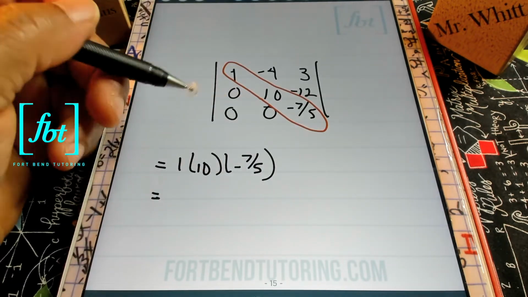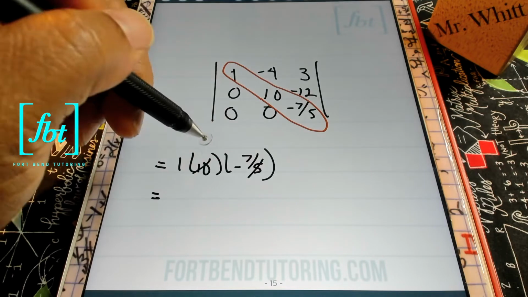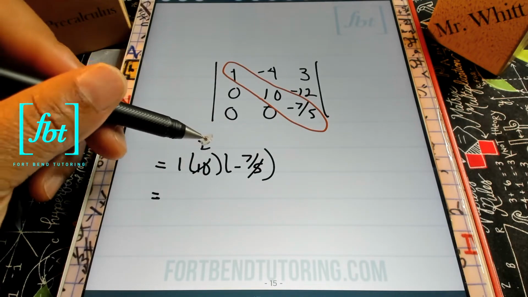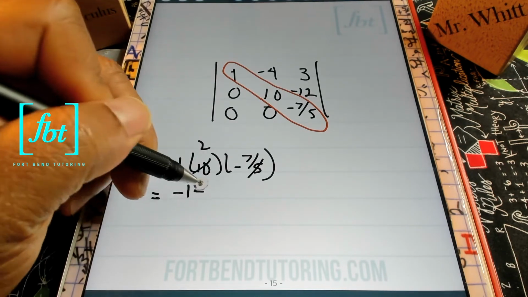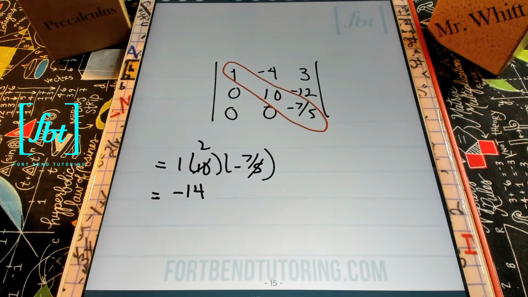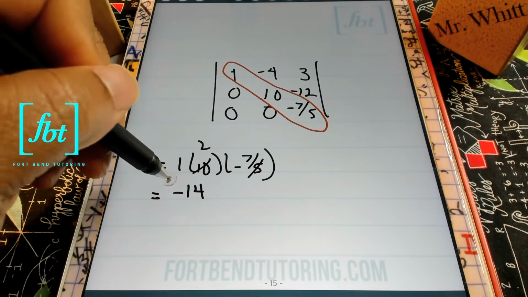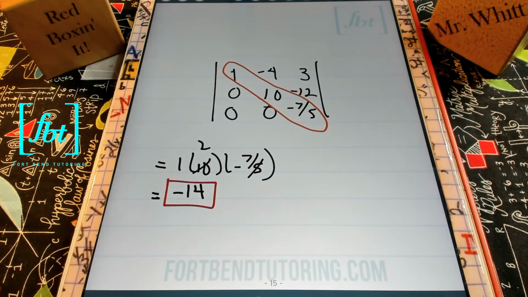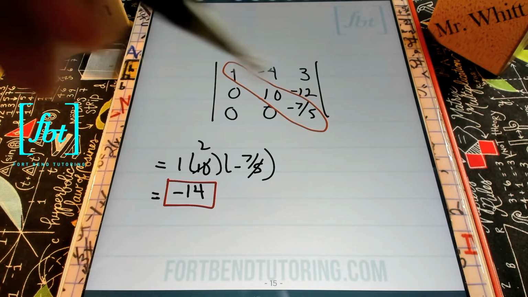And you should know that 5 will go into 10 twice, right? And 2 times negative 7 gives you a result of negative 14, and done. Red, box it. Done and done, guys. That is using the main diagonal to find the determinant once you have a triangular matrix. And that's problem number 3.